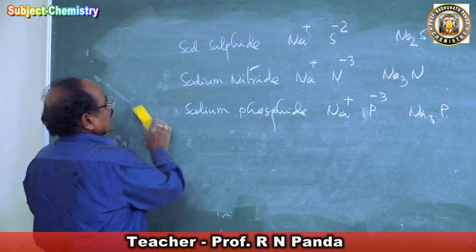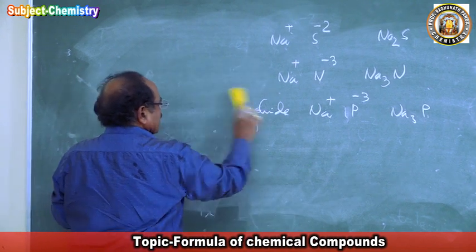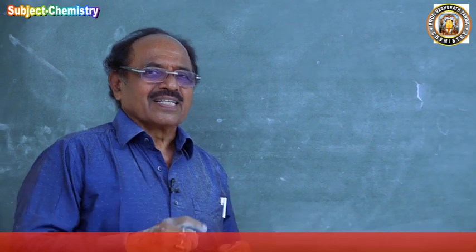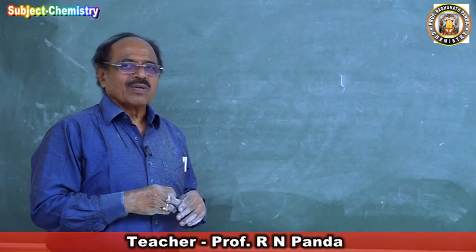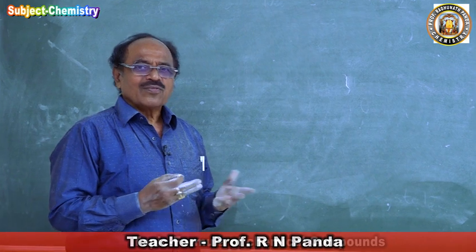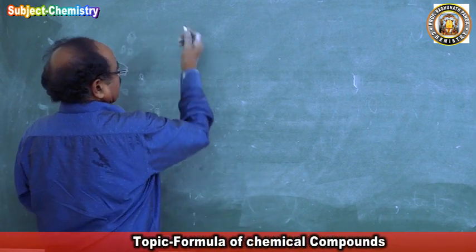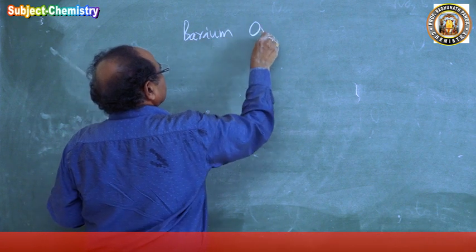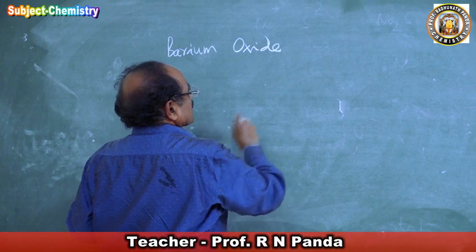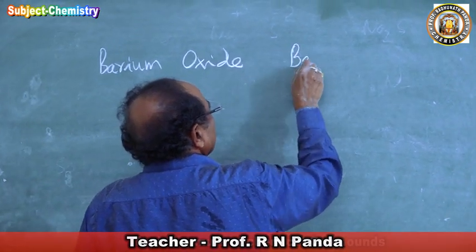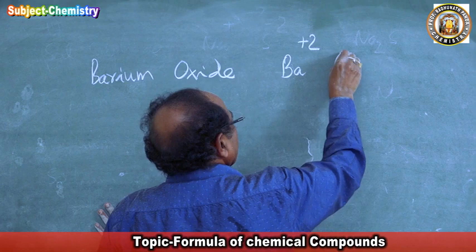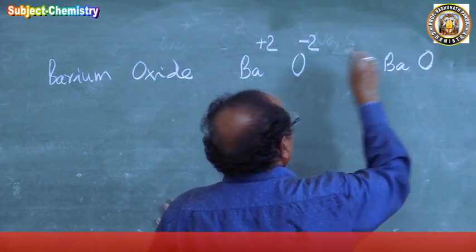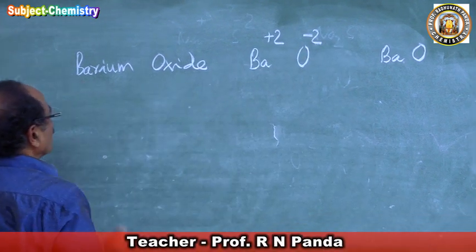Now we'll come to oxy anions. Let us take a divalent basic radical, and write the formula, and oxy anions and write the formula. Suppose let's take barium oxide. Barium is Ba plus 2 and oxide is O minus 2. We will write BaO because both will cancel, will become BaO.